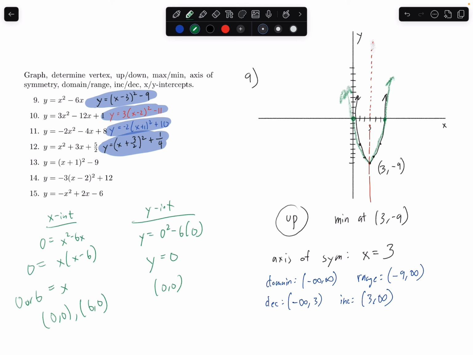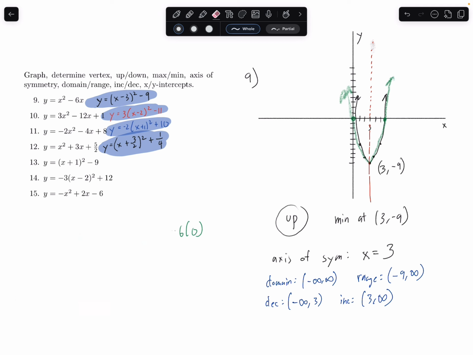Okay, so let's just make sure we did everything. We graphed it. You got the vertex, opening upwards. You got a minimum at the vertex. Axis of symmetry is x equal to 3. Domain and range, yep, increasing, decreasing, x and y intercepts. Yeah, so that's it. That's question number 9 then. Number 9 is done. On to the next question.